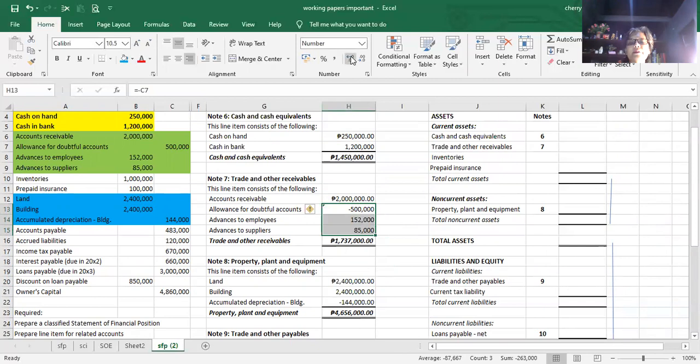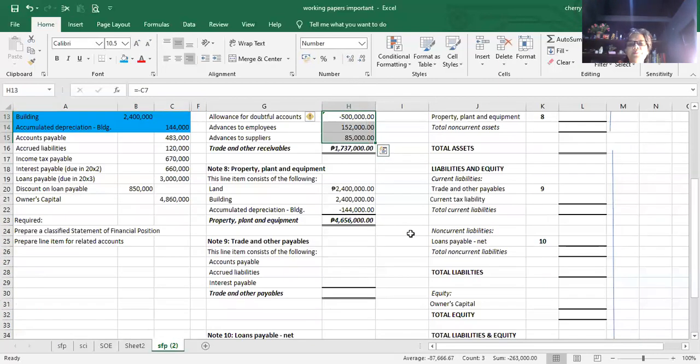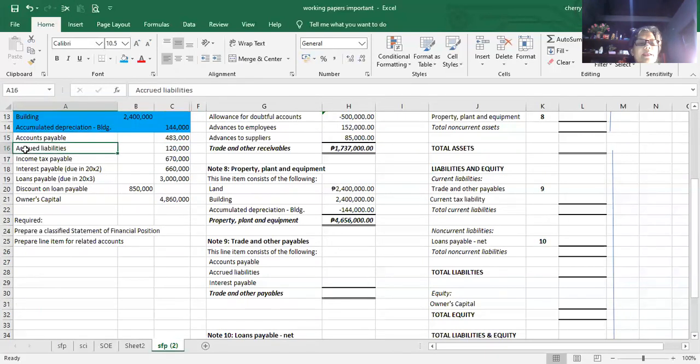Okay. So how about note 9, trade and other payables? What are the current payables in our data or our information? Let's pick them up. So we have accounts payable, accrued liabilities, then we have also interest payable. Income tax payable is separate, so it is not included in our trade and other payables.